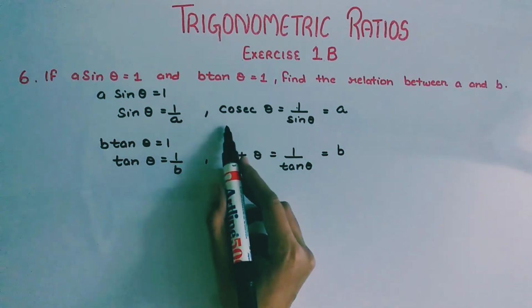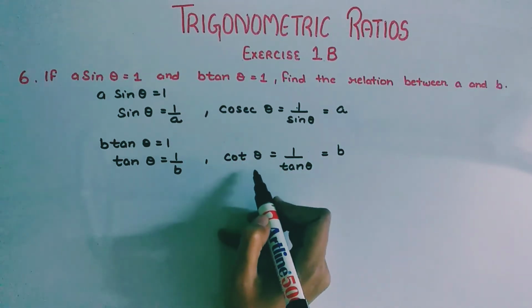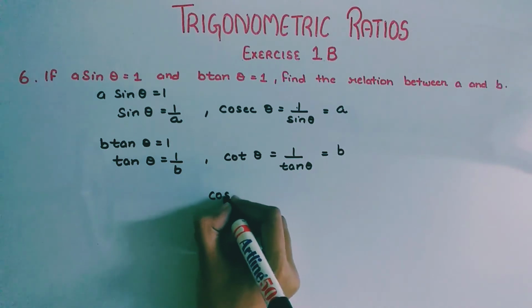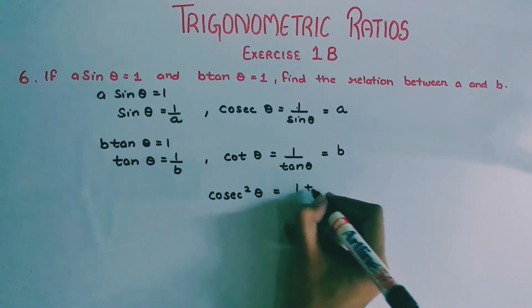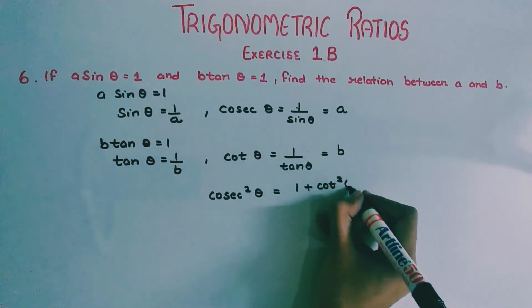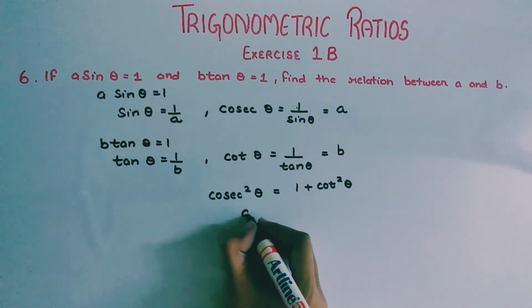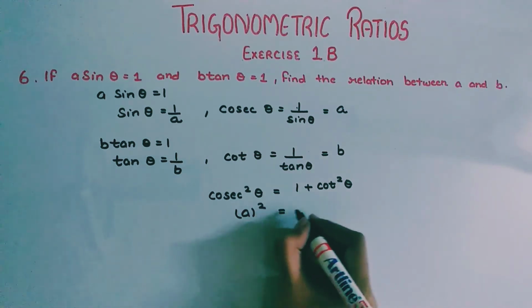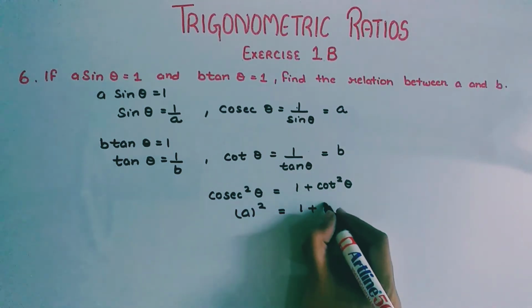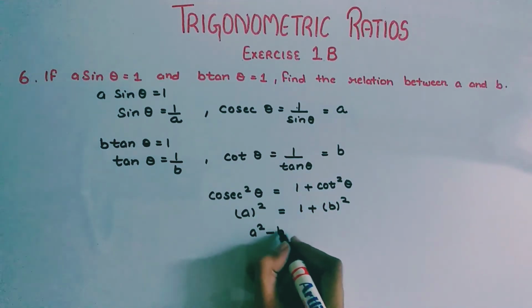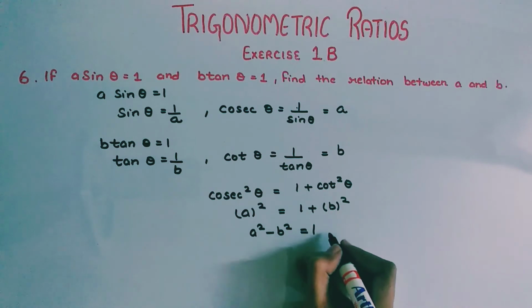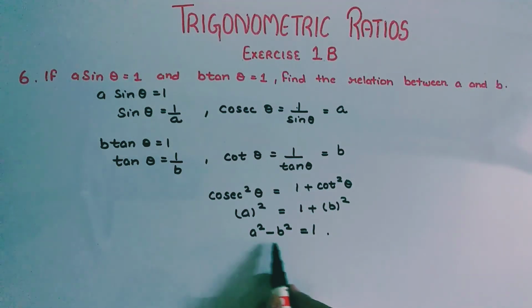Now we know that we have a relation between cosecant theta and cot theta, that is cosecant square theta is equal to 1 plus cot square theta. Value of cosecant is a, so a square is equal to 1 plus value of cot theta, b square. Hence we have a square minus b square equal to 1. This is our relation between terms a and b, that is a square minus b square is equal to 1.